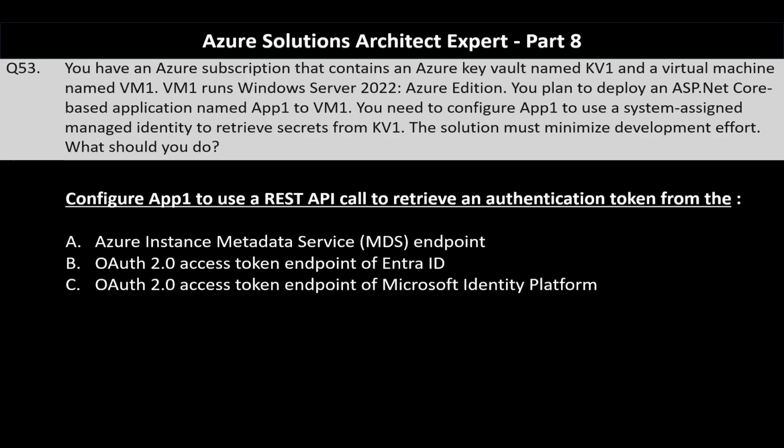Now, the next part of the question is configure App1 to use a REST API call to retrieve an authentication token from the... Your options are Azure Instance Metadata Service IMDS endpoint, OAuth 2.0 access token endpoint of Entra ID, or OAuth 2.0 access token endpoint of Microsoft Identity Platform. And friends, the correct answer here is option A, Azure Instance Metadata Service endpoint.